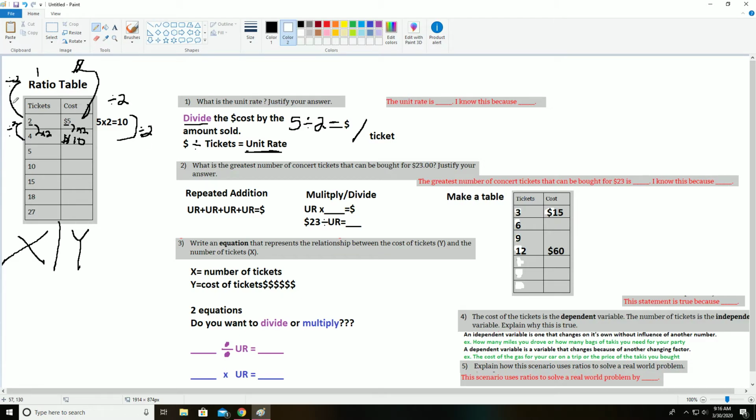The last one was make a table. You already have a table over here. I've given you an example of another one. If I said 3 tickets was $15, 12 tickets is going to be 60. How much is 6? How much is 9? That's just an example of another table.